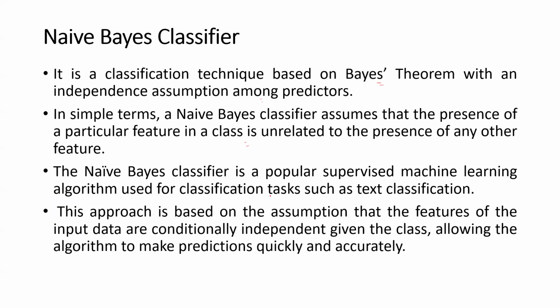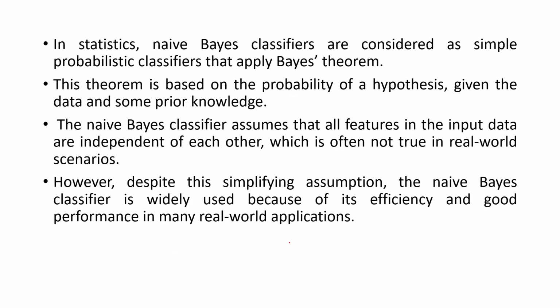It is a popular supervised machine learning algorithm used for classification tasks such as text classification. This approach is based on the assumption that the features of input data are conditionally independent given the class, allowing the algorithm to make predictions quickly and accurately. That itself makes the algorithm treat each feature as independent of the others, so that the algorithm makes predictions quickly and accurately.